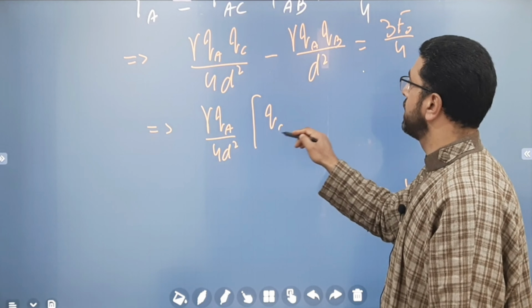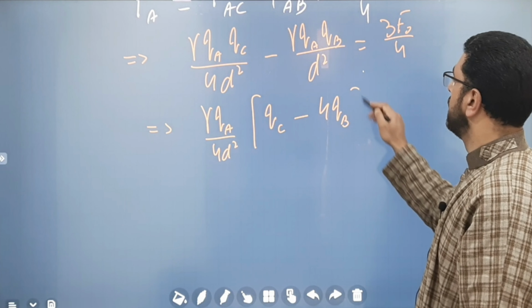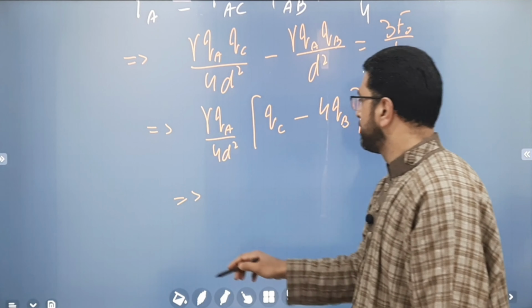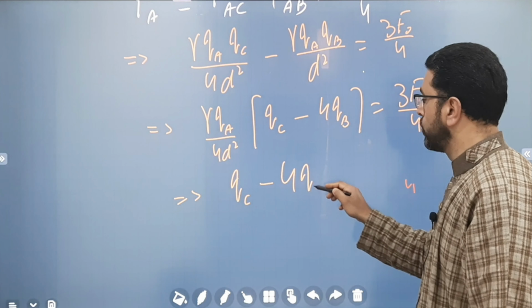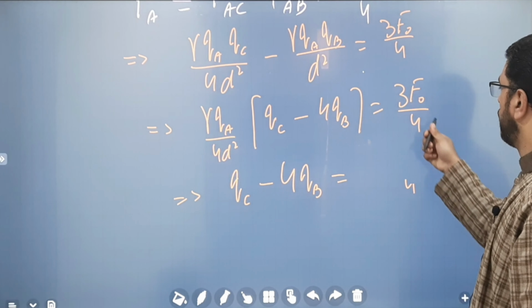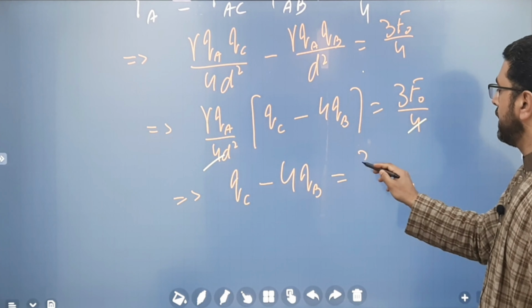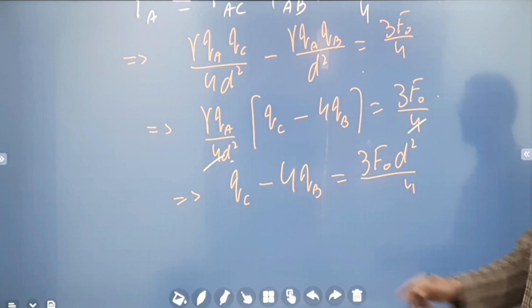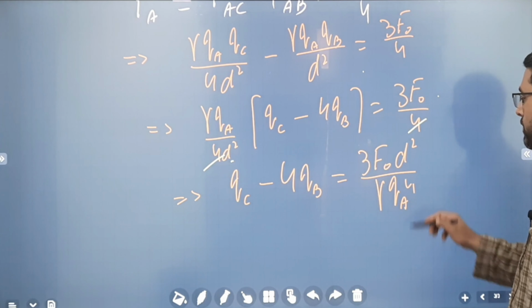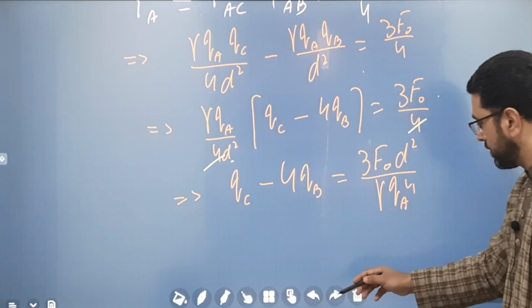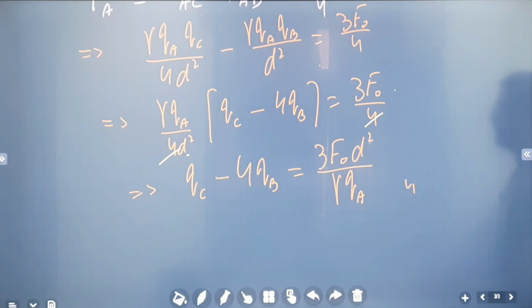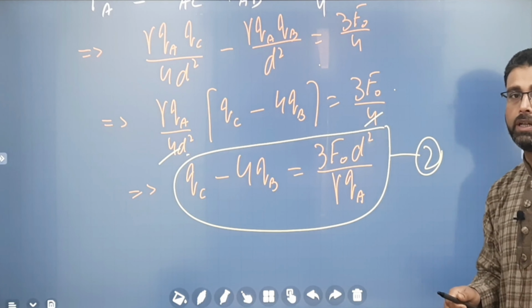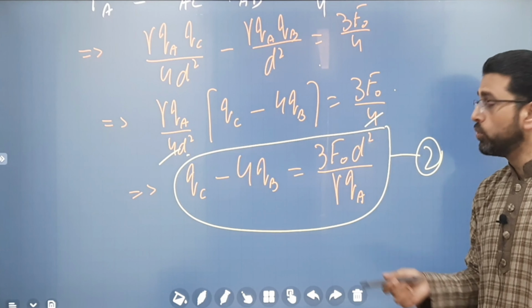Again the same thing we did earlier, gamma QA divided by 4D squared common. We're left with QC here minus 4 times QB is equal to 3 times F0 divided by 4. So this implies QC minus 4QB is equal to, 4 and 4 cancel out, 3 times F0. This D squared will shift to the other side, it will go upstairs, divided by gamma QA. So this is our next equation, equation 2.